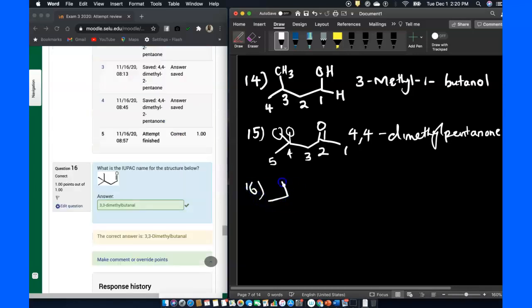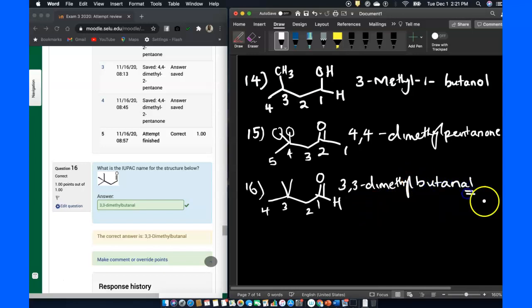16, it's an aldehyde. So it will end up with the suffix al. 1, 2, 3, 4. There are 2 methyls on the 3rd carbon, so it's 3,3-dimethyl, and then I have the aldehyde on the 1st carbon. We don't need to say it, aldehydes are always at the end of the chain. We don't need to say 1-butanol. So we'll just say butanal, because it's an aldehyde. 3,3-dimethylbutanal.